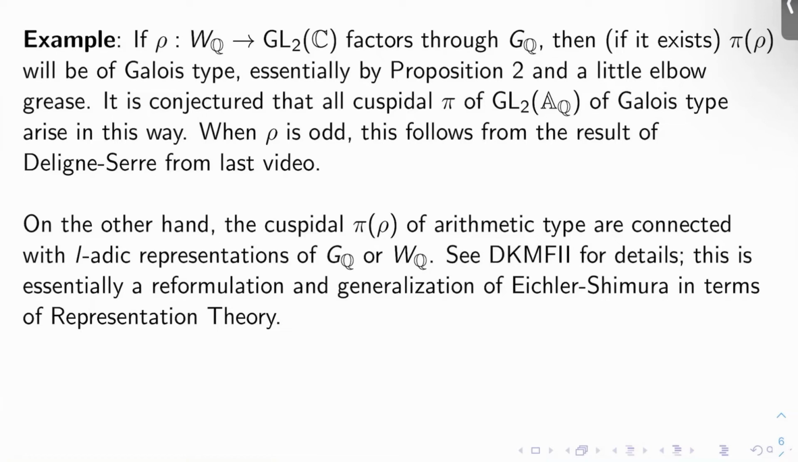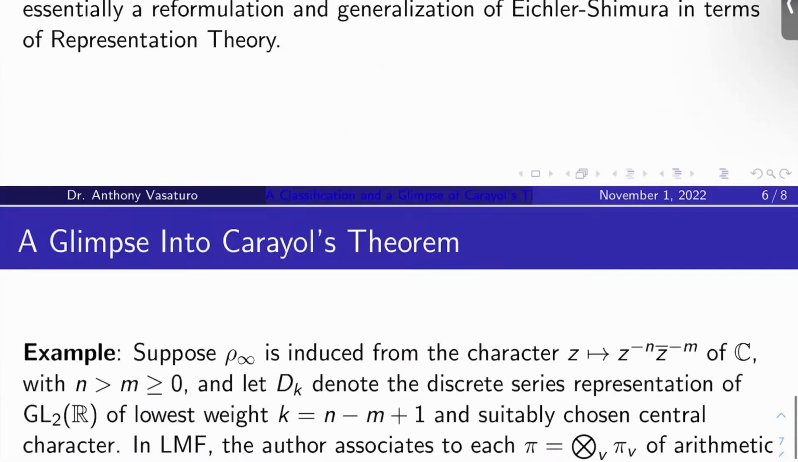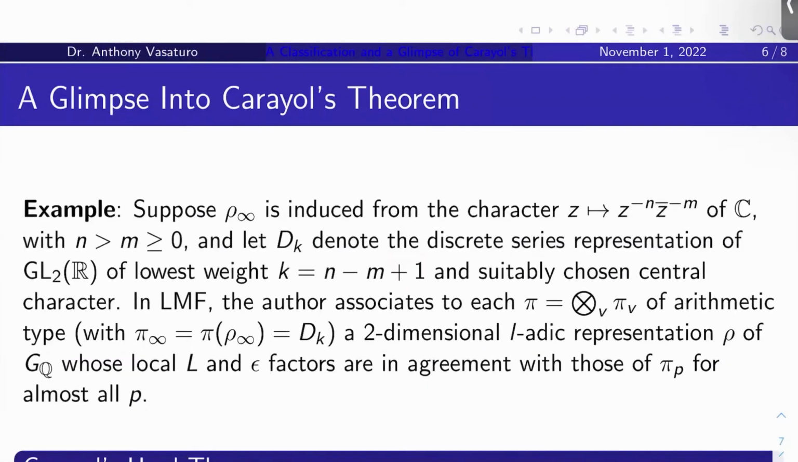So I should say a little bit about representations of arithmetic type now. The cuspidal pi of arithmetic type turn out to be connected intimately with L-adic representations of the Galois group or Weil group of Q. You can see Modular Functions of One Variable 2 for details. It might be worth checking into this, even though we won't really use it. It turns out to be a reformulation and even a generalization of Eichler-Shimura, which we did use, in terms of representation theory. Okay, so that's pretty neat. I haven't actually looked into that myself, but I will be doing that.